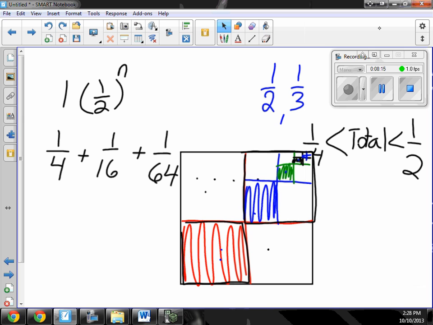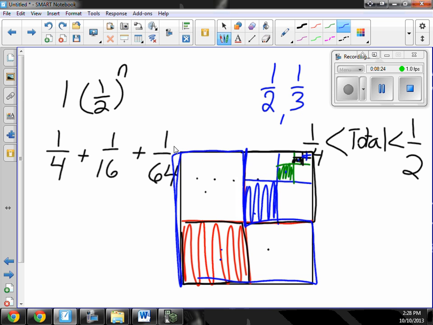So let's break this into smaller pieces. Okay. Let's look at this. What do you notice there? It's a third. If I were to look at these 3 squares, then 1/3 of it is colored. Can I do that again? If I look at this, what do you notice? It's 1/3.